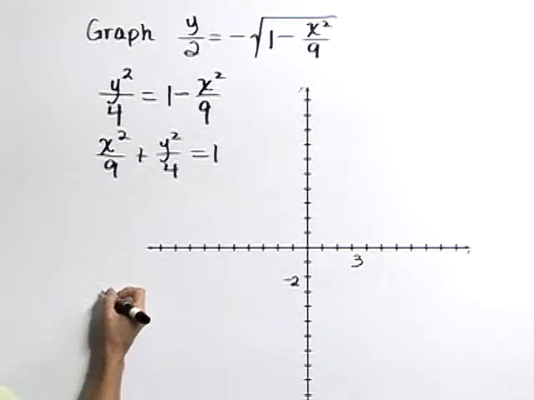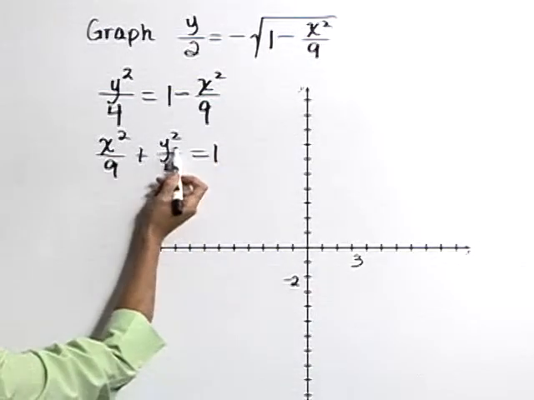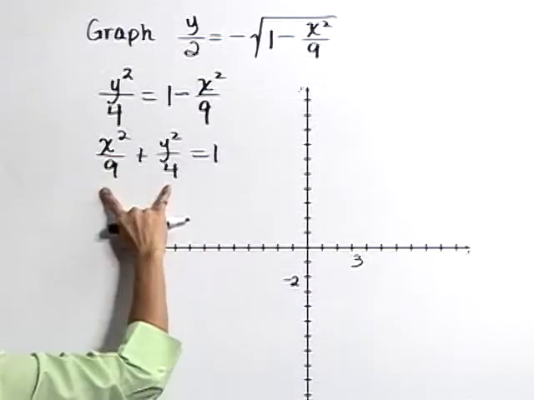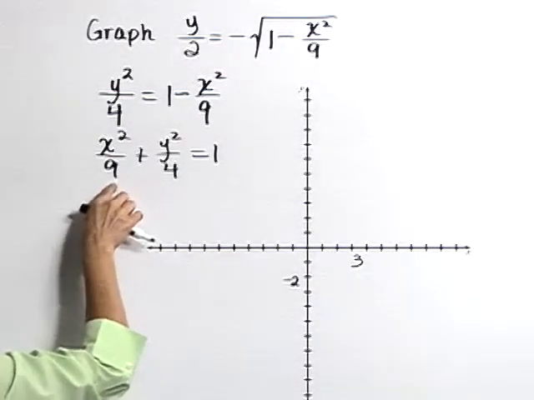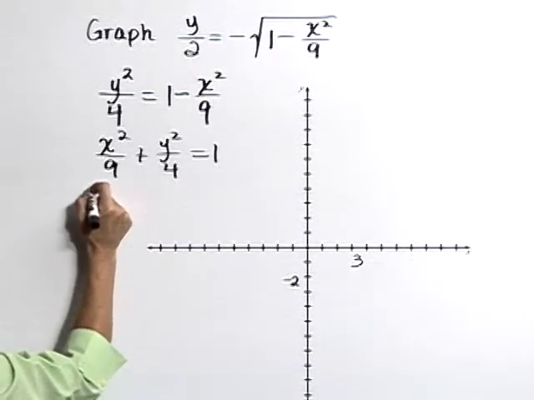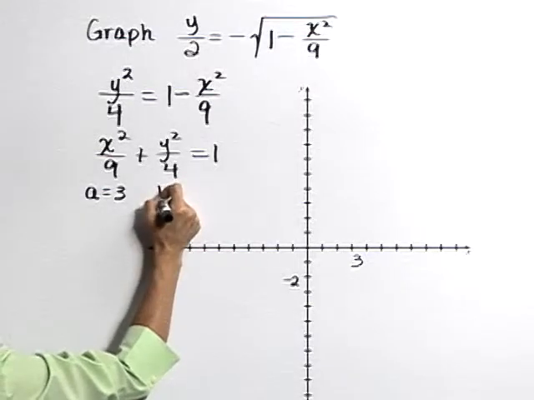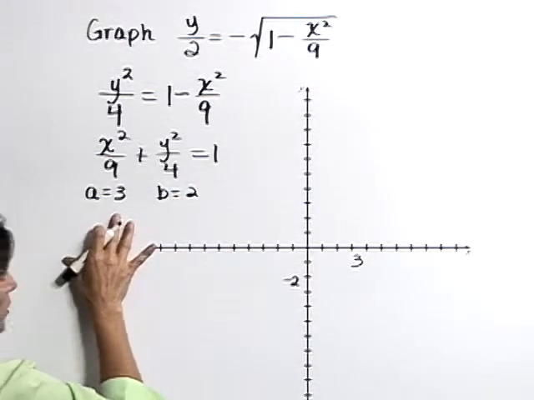So the basic shape of this graph is an ellipse. Here we see our x squared and y squared terms. They're both positive. This is a positive number on the right, but our coefficients are different. Therefore, this is an ellipse. A squared is 9, so A is 3. B squared is 4, so B is equal to 2. This ellipse is centered at the origin.